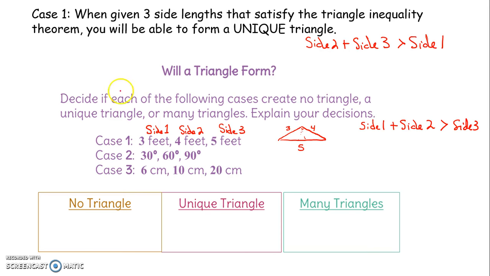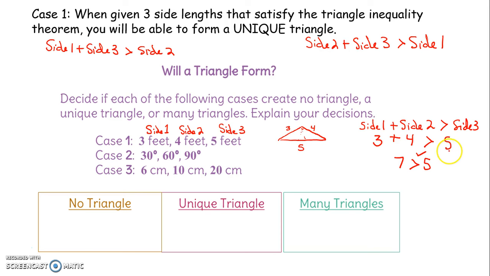And you should also check, what's our 3rd pairing, side 1 and side 3? You should also check side 1 plus side 3 and check that that's greater than side 2. If that works, then you're guaranteed to have a unique triangle. You can actually form a triangle. So if I do here, side 1 is 3 plus side 2 is 4. I'm hoping that's greater than side 3, which is 5. Well, what's 3 plus 4? 7. 7's greater than 5. Boom, that works.